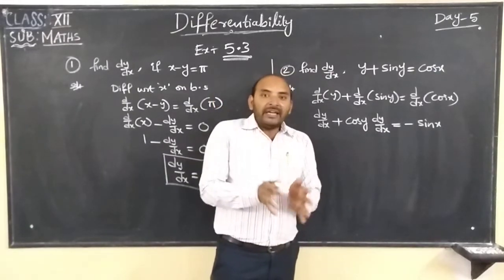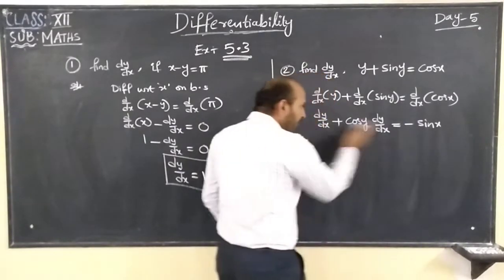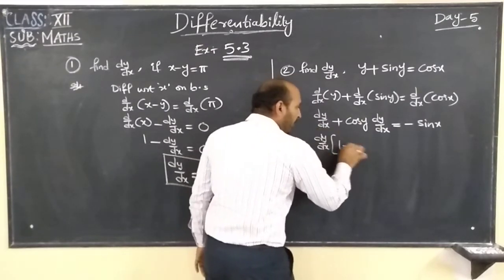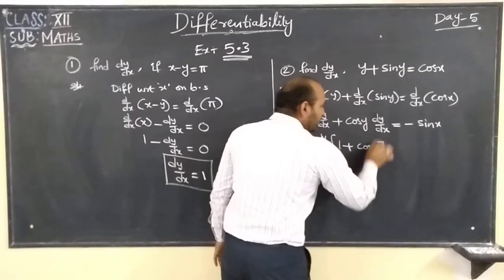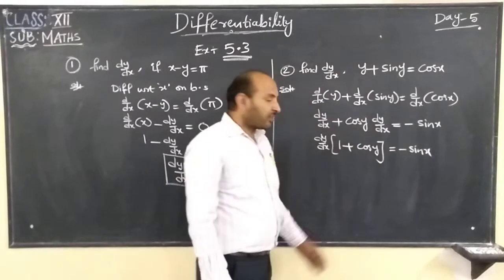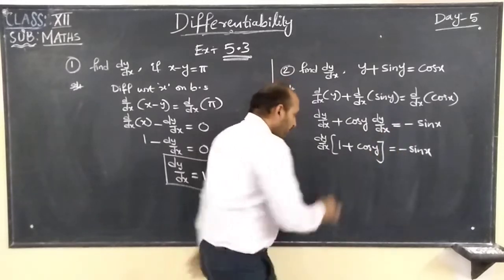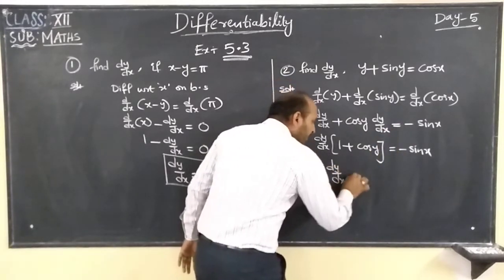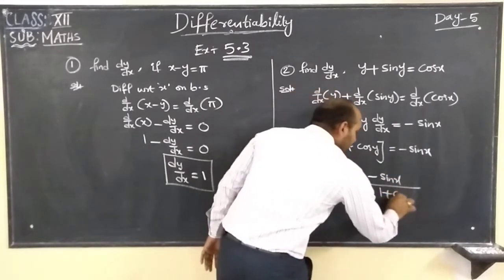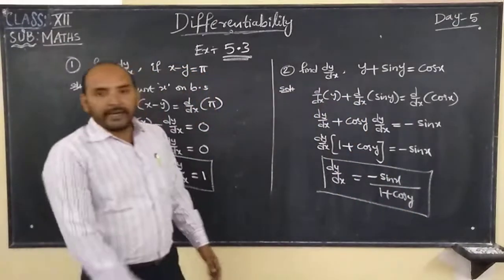Now, what is the second rule? Collect the terms involving dy by dx separately. So here also dy by dx, here also dy by dx. Take dy by dx common. You will get 1 plus cos y, times dy by dx, which is equal to minus sin x. After that, solve for dy by dx. I want dy by dx, so take this term to the other side. So dy by dx is equal to minus sin x upon 1 plus cos y. This is the solution of the second problem.